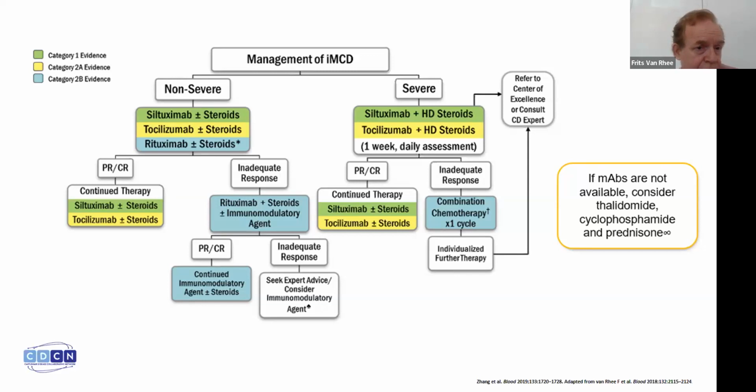The non-severe patients, we recommended treatment with siltuximab if available as the first option. And we preferred siltuximab over tocilizumab since it's better studied. Tocilizumab has only been studied in one single-arm Japanese study. If you respond to treatment, you go on essentially indefinitely with siltuximab. If you have an inadequate response, then we recommend using rituximab and steroids. In particular, our British colleagues like to add an immunomodulatory agent such as thalidomide. If you have severe disease, you'll usually complement your siltuximab with high-dose steroids.